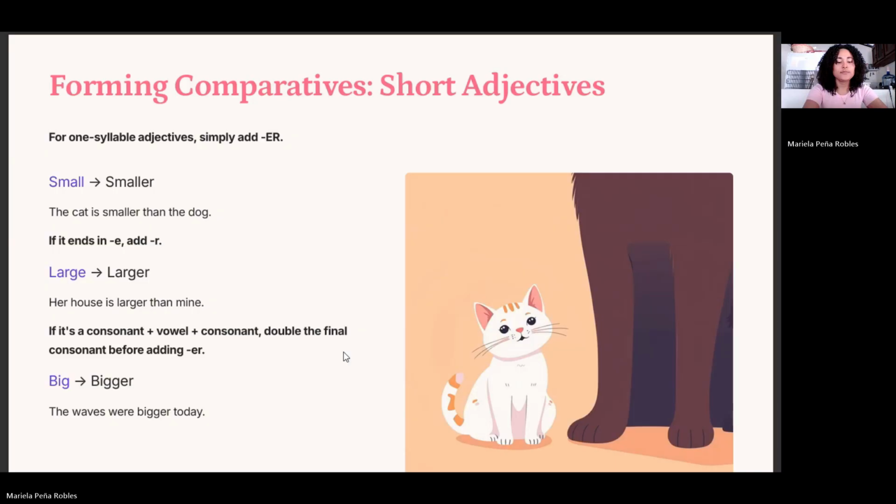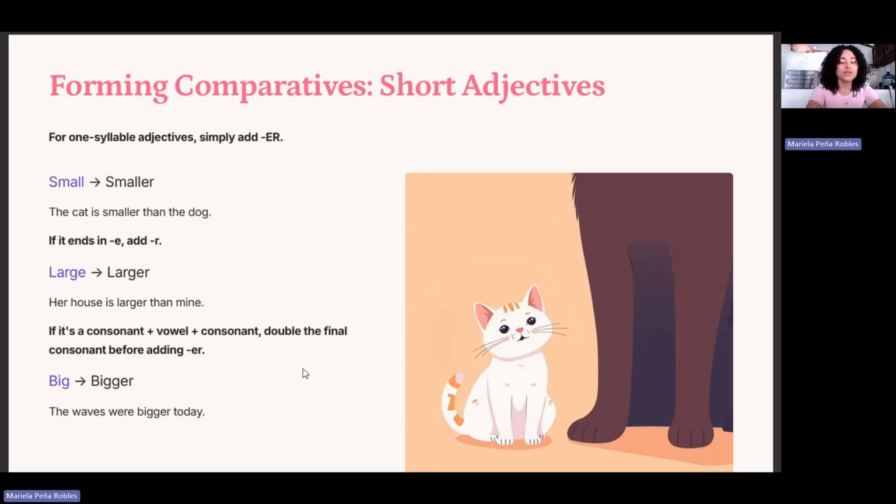And the other rule is when the word follows a consonant plus vowel plus consonant, we double the final consonant before adding er, as seen in big. The word will be bigger, like we see on the screen, and the sentence is, the waves were bigger today.